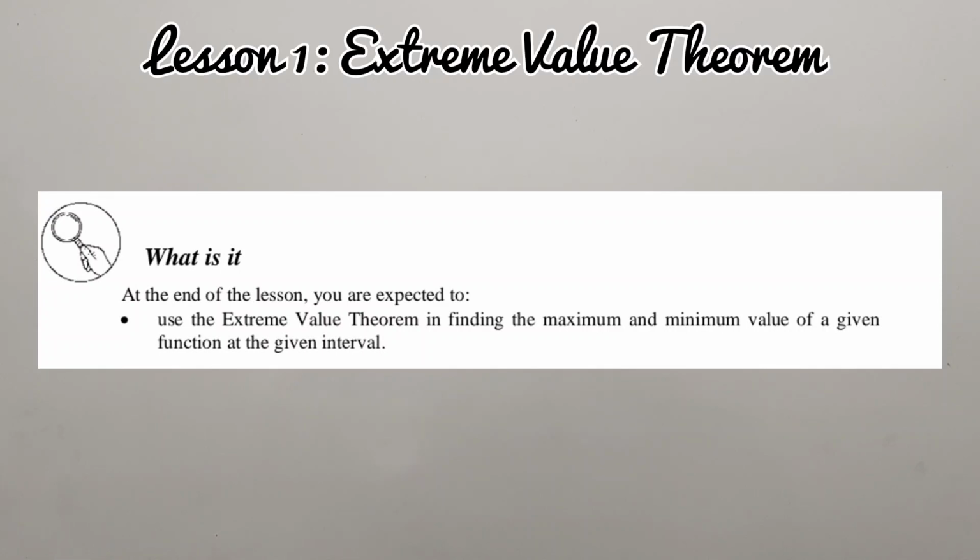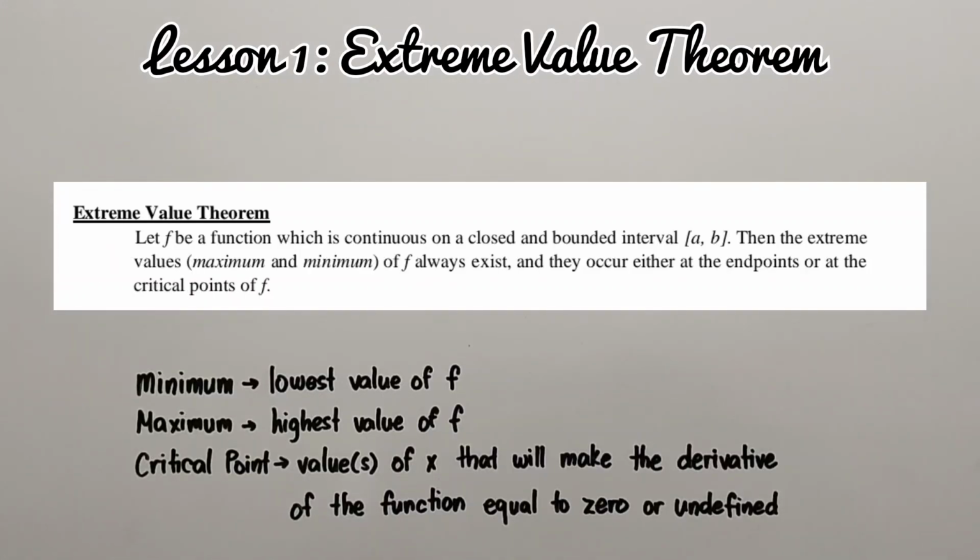Primarily, the goal of lesson 1 is to use the extreme value theorem in finding the maximum and minimum value of a given function at a given interval. The extreme value theorem: let f be a function which is continuous on a closed bounded interval [a, b]. Then the extreme values, the maximum and the minimum of the function f always exist, and they occur either at the endpoints a, b or at the critical points of the function f.